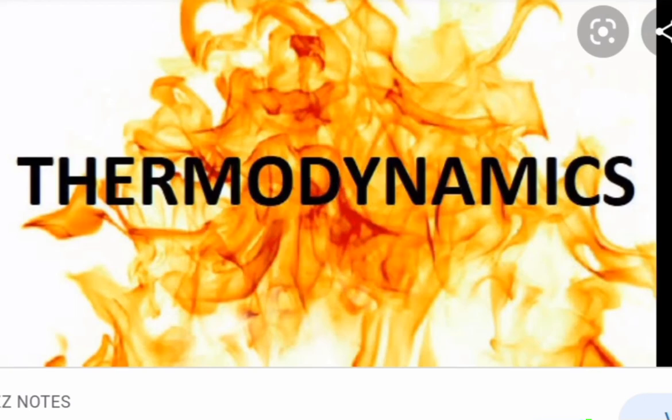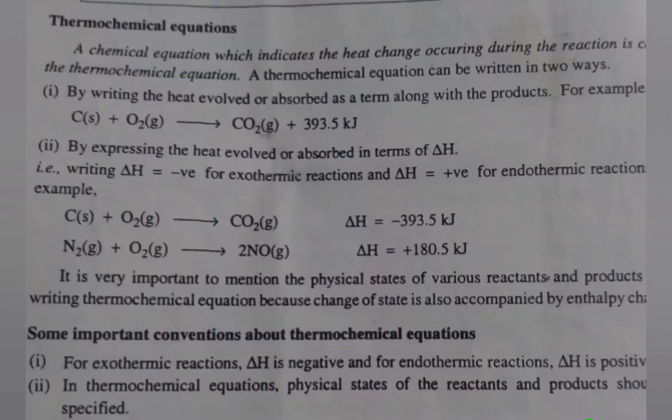Hello friends, our new topic is thermochemical equation. What do you mean by thermochemical equation? A chemical equation which indicates the heat change occurring during the reaction is known as a thermochemical equation. That means in a reaction, how much heat energy is liberated, or how much energy is absorbed by the system. If that value is also indicated in the chemical equation, that equation is said to be a thermochemical equation.